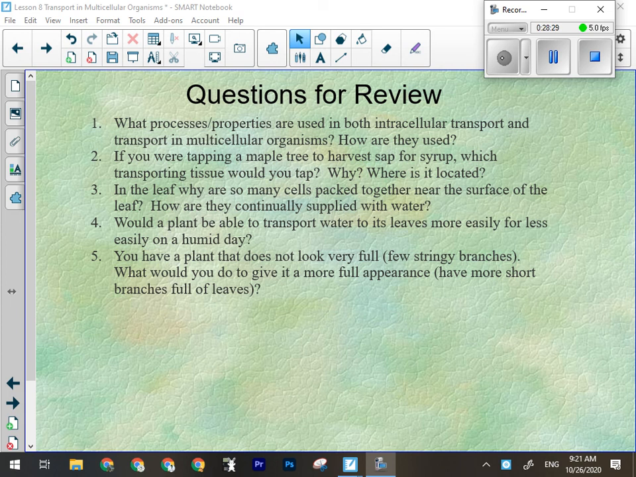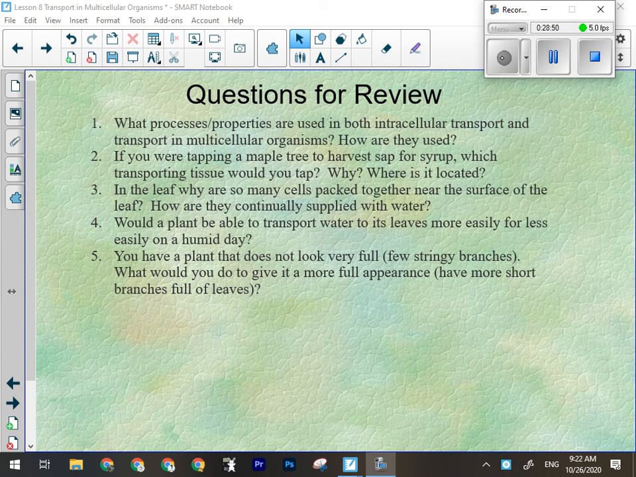How are they continually supplied with water? Okay, so why in that layer is it where they're packed really tight? Moisture doesn't leave the leaf. Okay, sorry, it wasn't the layer I was thinking of. No, you're right. The epidermis secretes the waxy cuticle. That keeps the moisture in. What's the layer where they're packed really, really tight together?